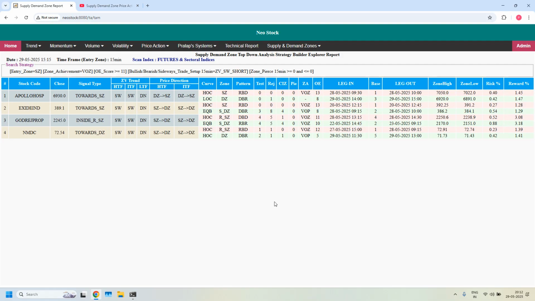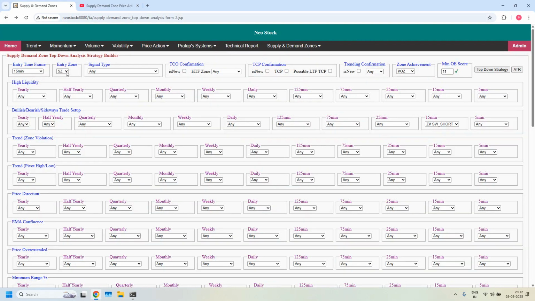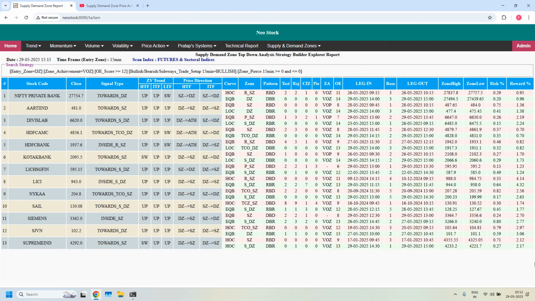Next, the bullish trade setup for daily income trade. The entry time frame and zone are 15 minutes demand zones. Here, in the bullish or bearish trade setup at 15 minutes, I am selecting bullish. In the filters, the minimum odd enhanced score should be 12. The remaining filters are the same. Now all the three filters are applied to the 15 minutes demand zone. We got 13 stocks supporting bullish trade setup for daily income trade. Entry time frame zones are 15 minutes demand zones.